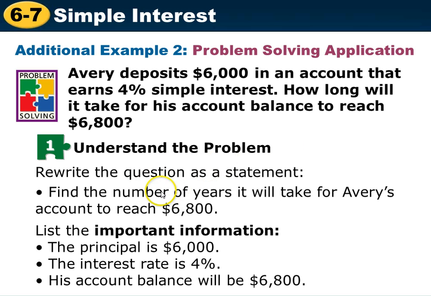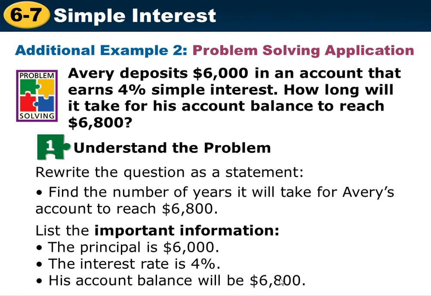Alright, so first thing we can do is rewrite the question. Basically they're asking us to find the number of years it will take for Avery's account to reach $6,800. Now, list the important information. So here we know the principal is $6,000 and the interest rate is 4%. And his account balance will be $6,800.